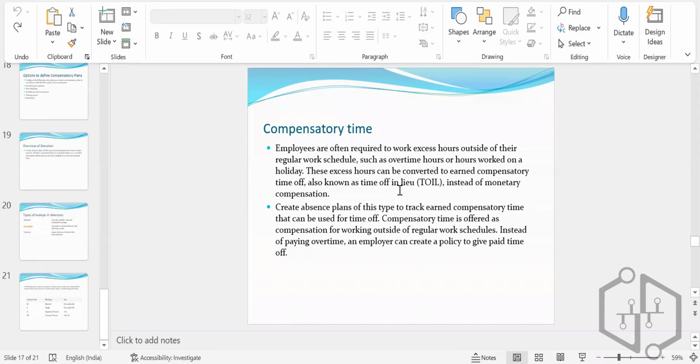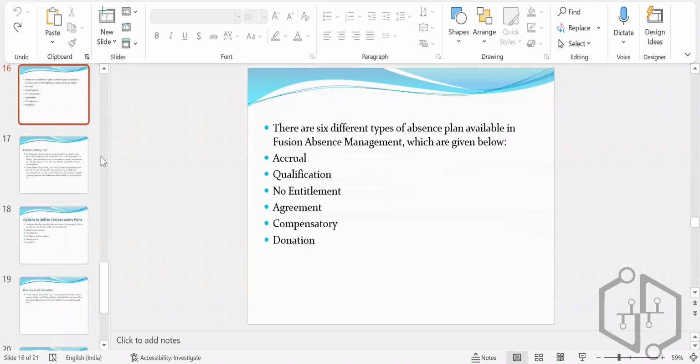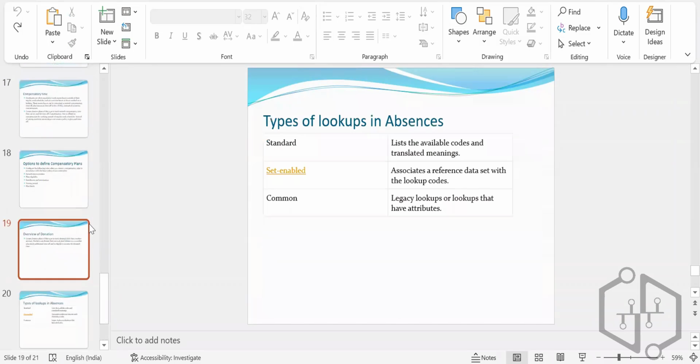That means after the qualification plans, compensatory time, suppose she's working 20 hours instead of 30 hours, so 10 hours you can give that time as compensatory time off, right? Yes, yes. Okay.